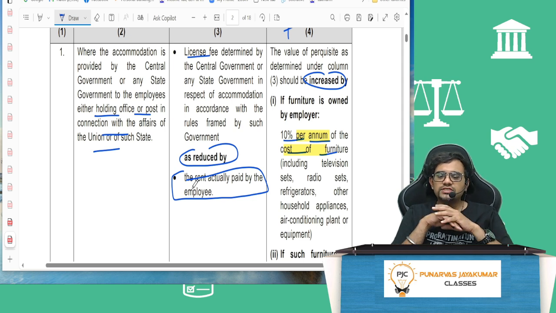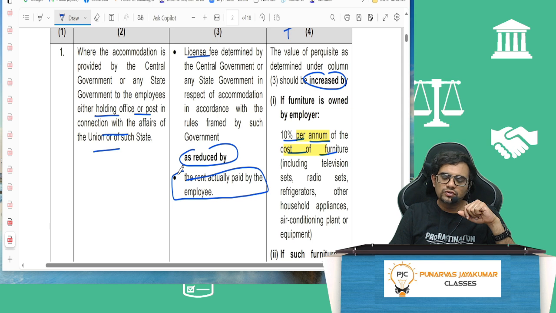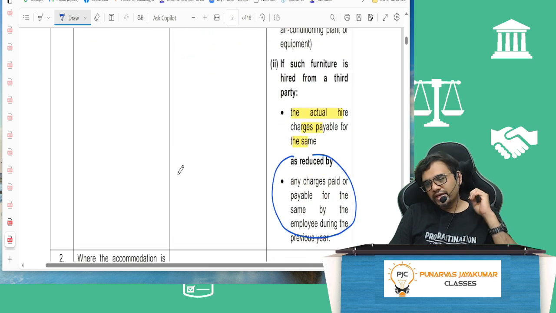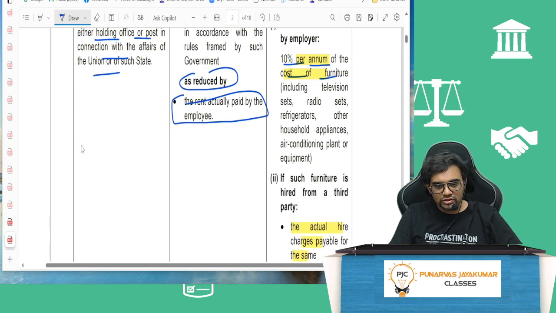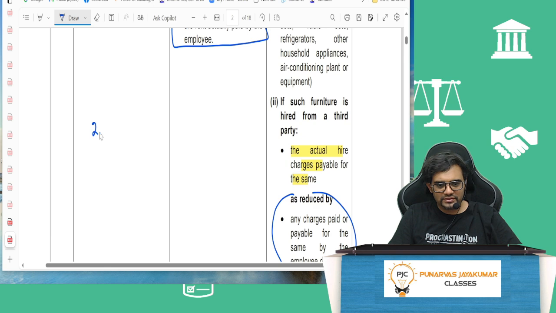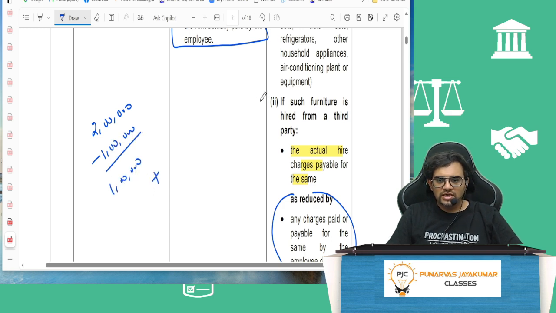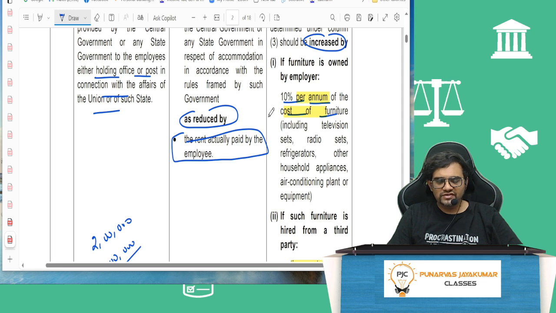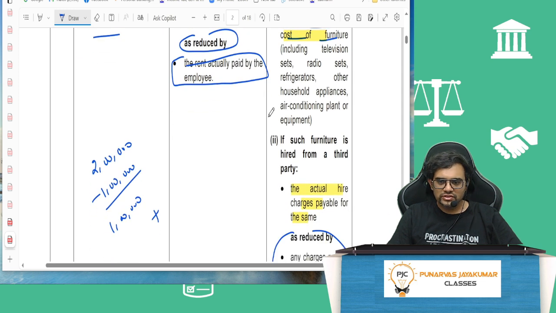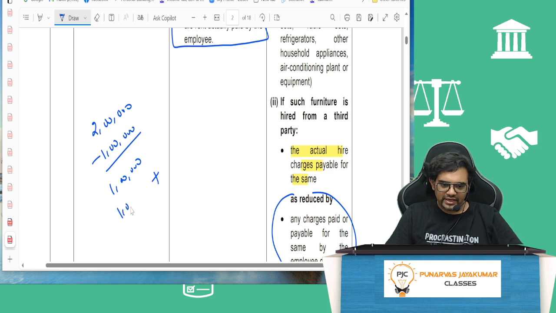Apart from that, 10% per annum of the value of furniture should be taken if it is owned by the employer. If it is hired by the employer, then the hiring charges minus the amount already recovered is what they are trying to tell. So let's say the license fee turns out to be 2 lakh and you have recovered 1 lakh from the employee. So 1 lakh will be my perquisite. To this, I have to add the furniture. Furniture is owned by the employer, that is, by the government. Let's say furniture valued at 10 lakhs is given. So 10 lakhs into 10%, 1 lakh is added. Totally 2 lakh will be my perquisite.